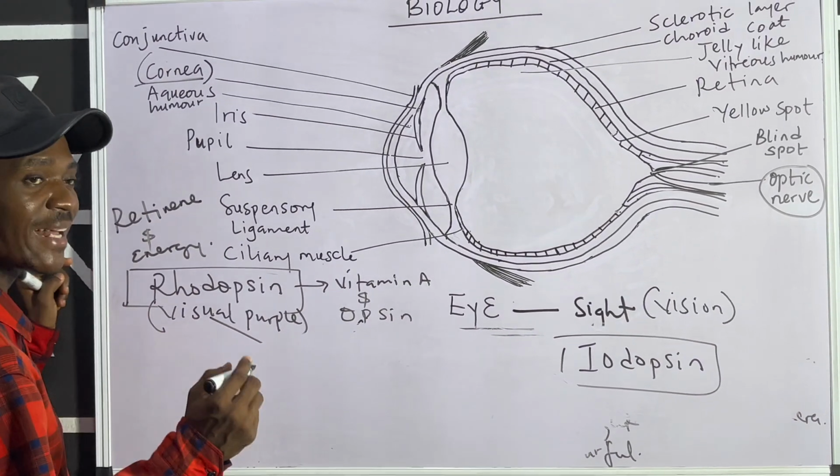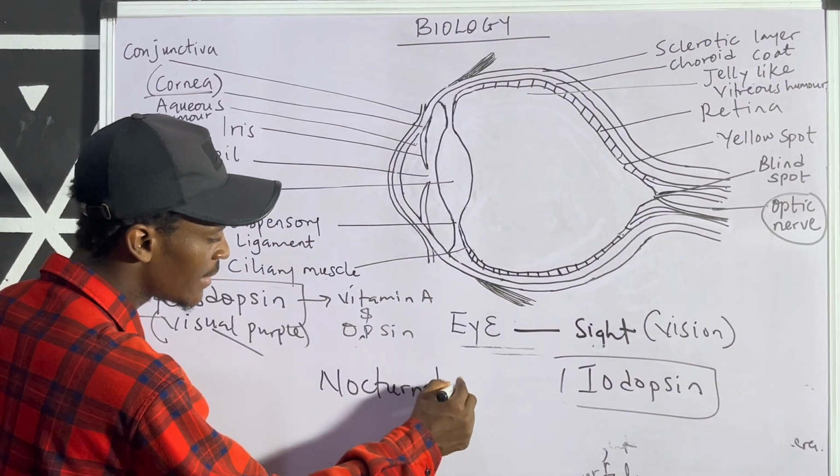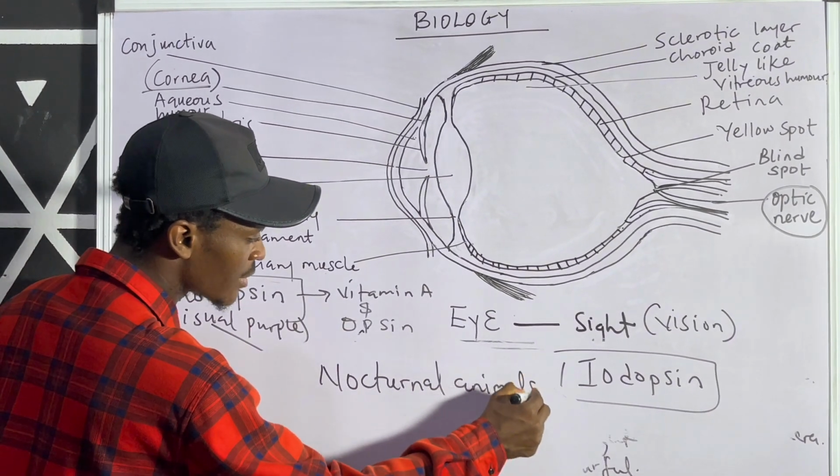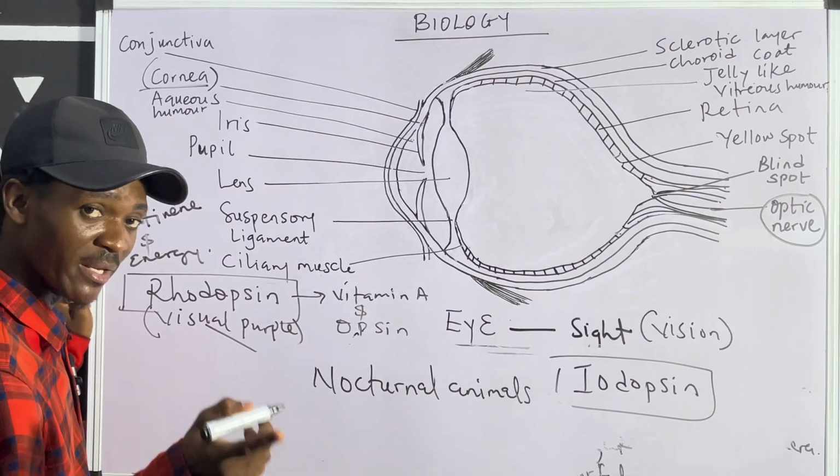Animals that can only see at night but cannot see during the day are called nocturnal animals. Classical examples include bats. You know, a bat is a mammal and not a bird.